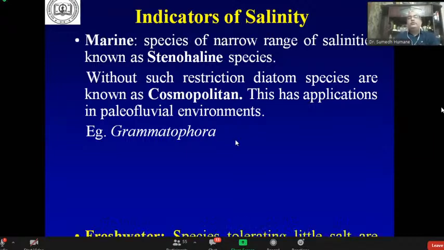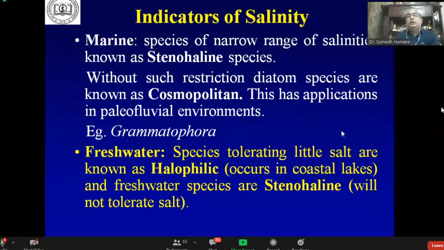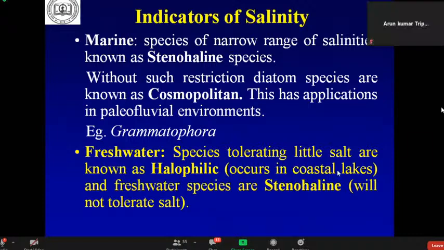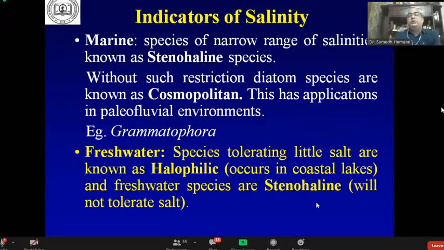You have the freshwater diatoms. In that, there are some species which have a little salt tolerance. You can call them halophilic, and they occur in coastal lakes. Whereas the freshwater species, you can consider them stenohaline. These species cannot survive in a saline environment.